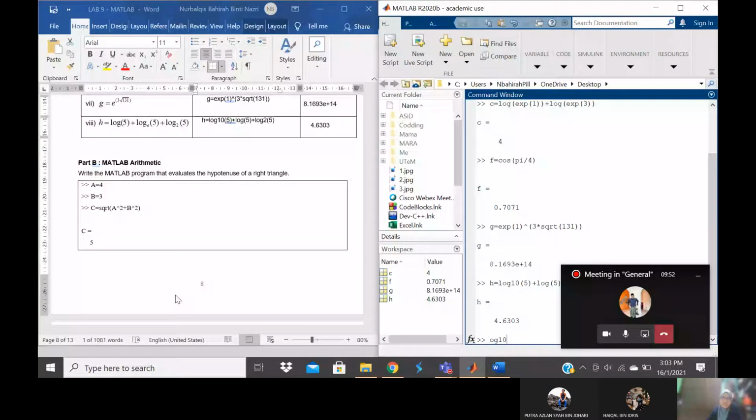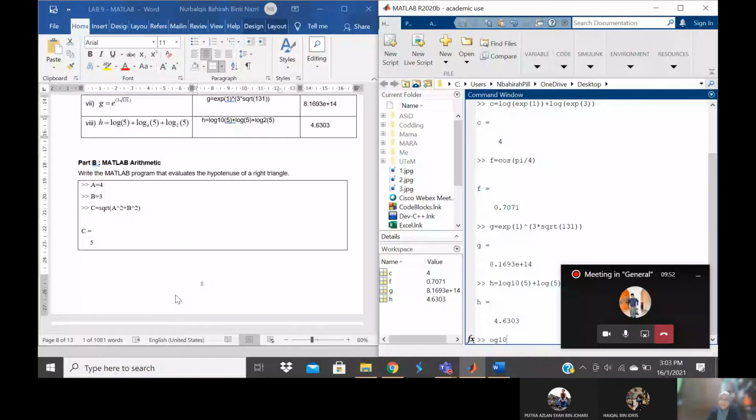C is the hypotenuse, B is the adjacent, and A is the opposite. The hypotenuse equation is C squared equal to A squared plus B squared. To find the hypotenuse, which is C, we need to set A power of 2 plus B power of 2. So we got C equal to 5.